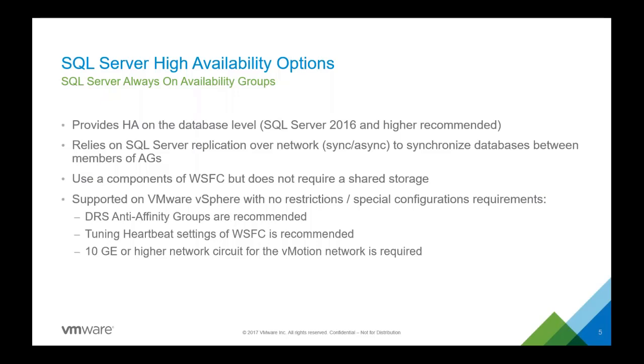We still highly recommend using anti-affinity rules to ensure that both nodes of your availability group are not hosted on the same ESXi host. We recommend checking the heartbeat settings of the underlying WSFC cluster to make sure that you can support live vMotion, and we highly recommend a 10 gig network to support your Always On availability groups configuration on vSphere.